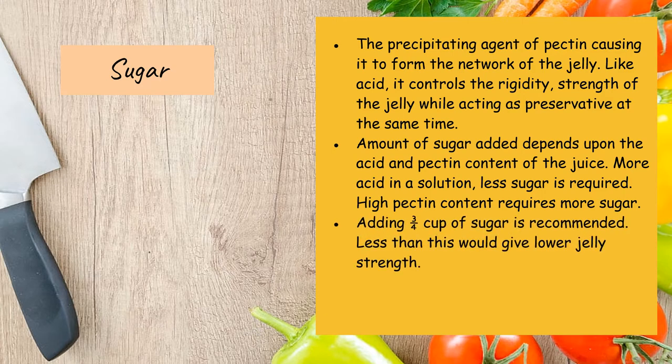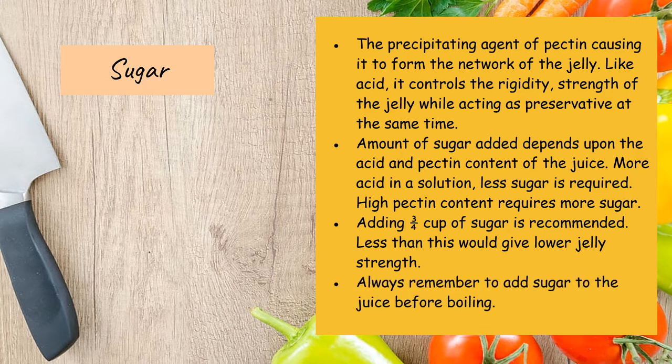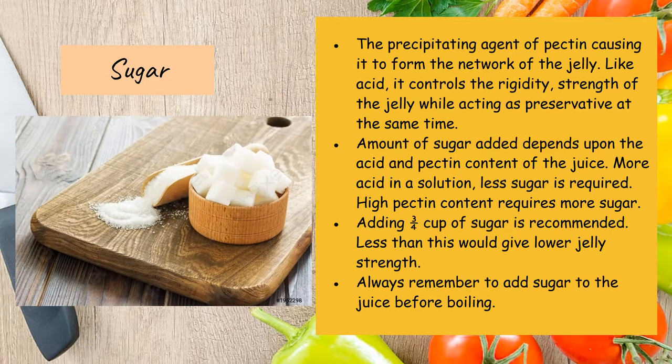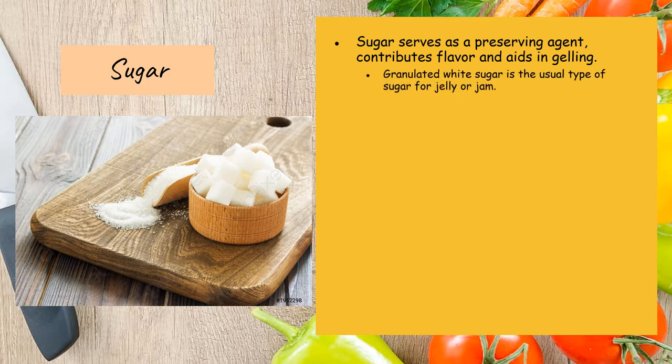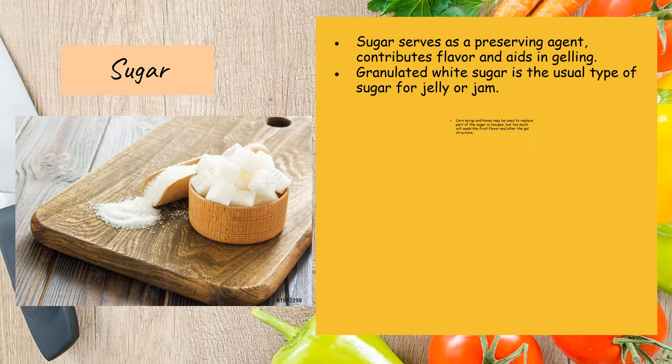Adding 3/4 cup of sugar is recommended. Less than this would give lower jelly strength. Always remember to add sugar to the juice before boiling. Sugar serves as preserving agent, contributes flavor, and aids in jelly. Granulated white sugar is the usual type of sugar for jelly or jam.